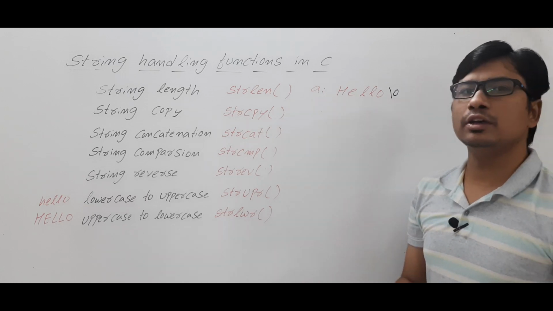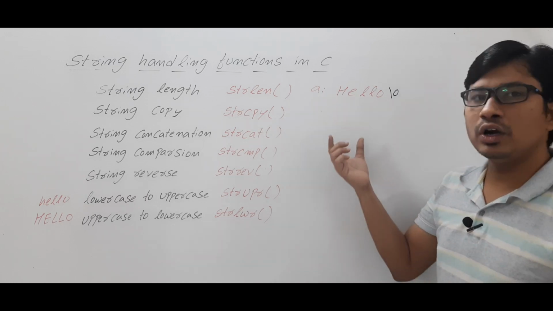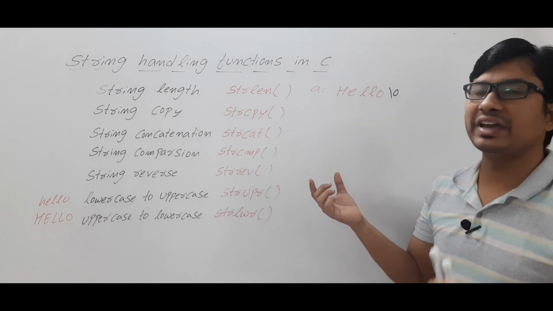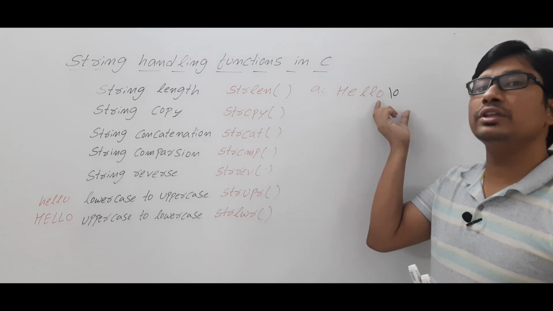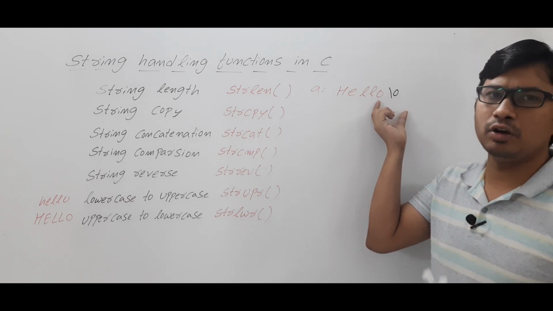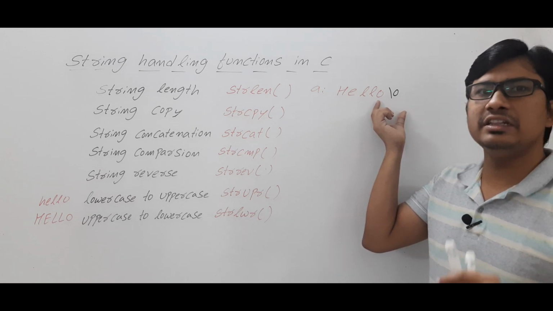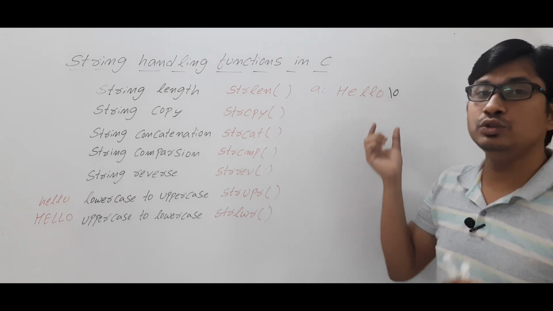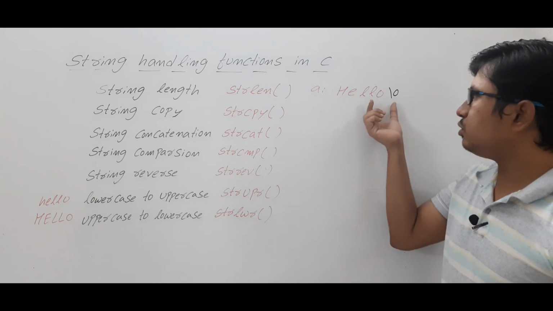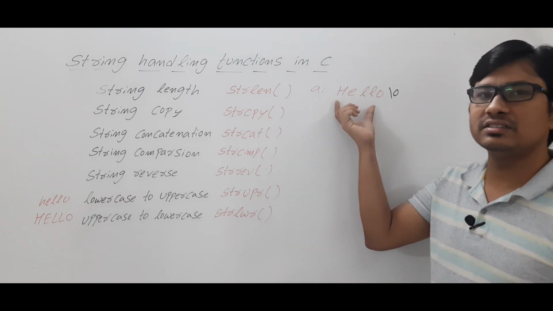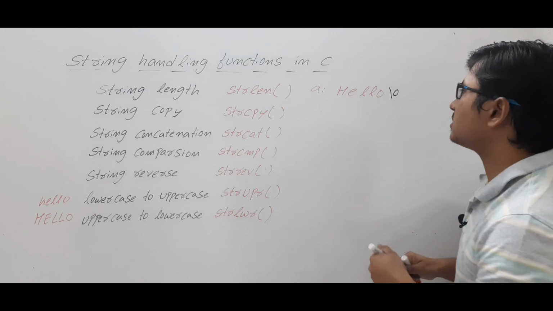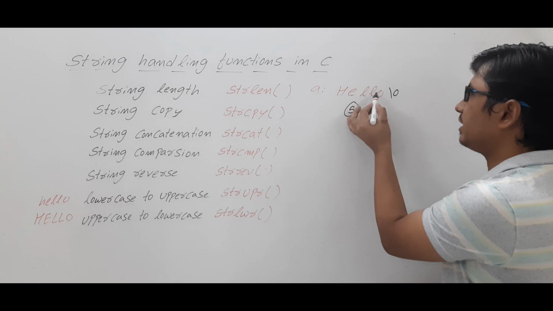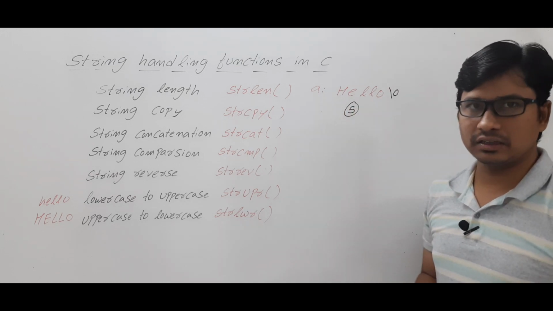Now what is meant by computing the length of a string? I want to compute the number of characters in the array A, or the number of characters in the string, excluding the \0. Remember this point, a lot of students get confused. If I ask them to count the length of the string, they will also include the \0. No, you should not include the \0. Excluding the \0, how many characters are there in the string? 5. That is what you should get as output because you have HELLO. So 5 characters are there.